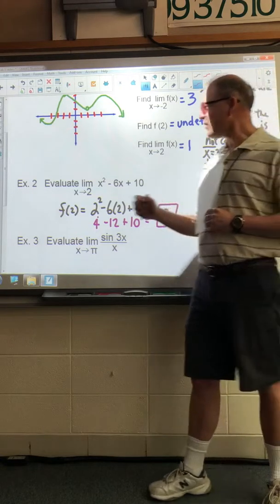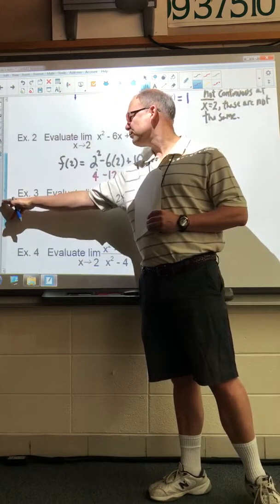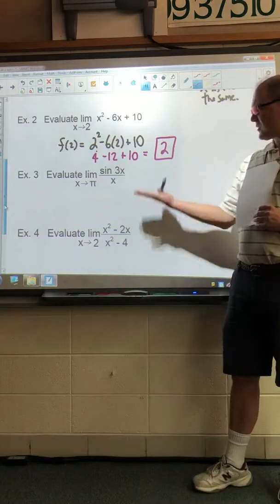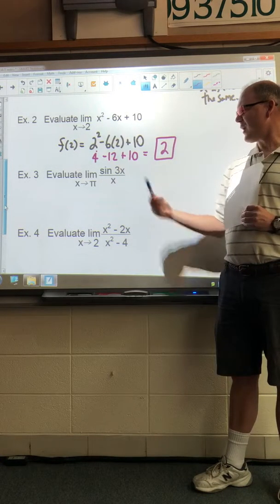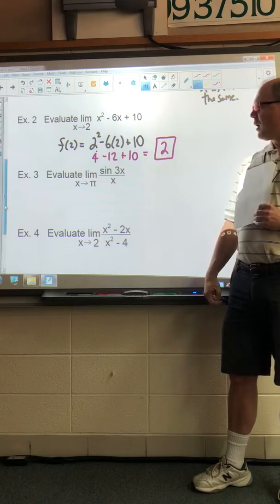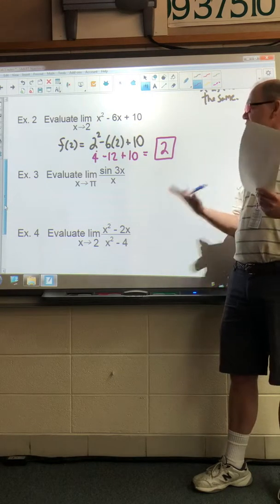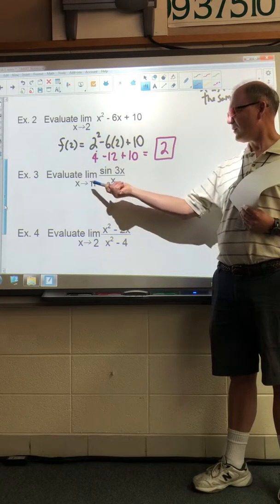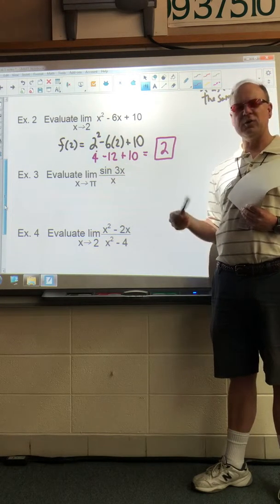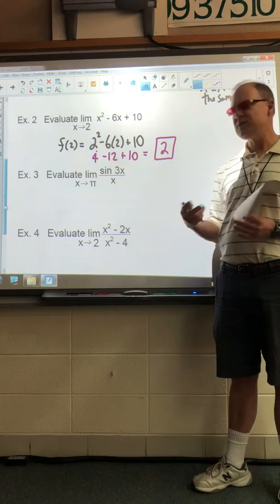So that's going to kind of be our approach. So now we get to something more complicated. The sine of 3x over x. So we're going to assume that it's continuous at this x value until we find out otherwise.